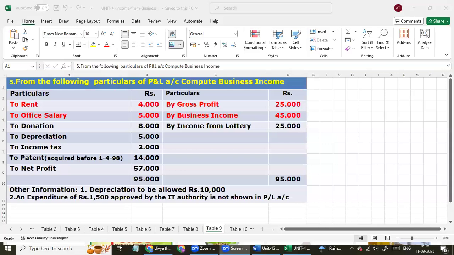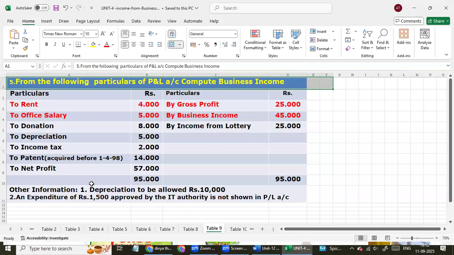Now I'm sharing an Excel sheet so that we can revise income from business and profession. This is the numerical. The screen is visible to you all. From the following, I have to calculate the income which is chargeable under business and profession.